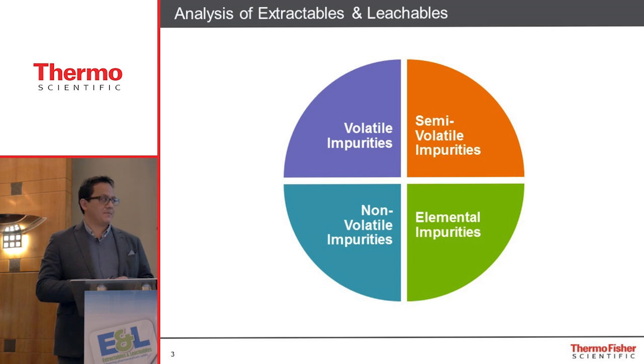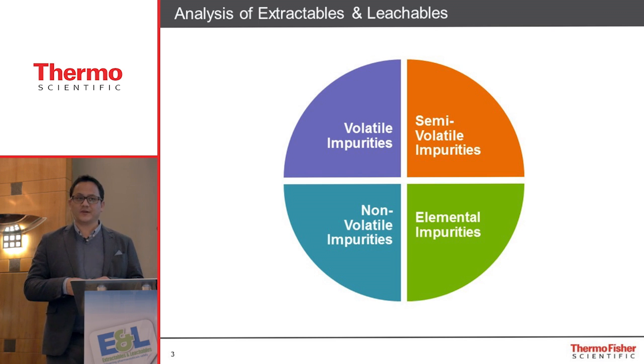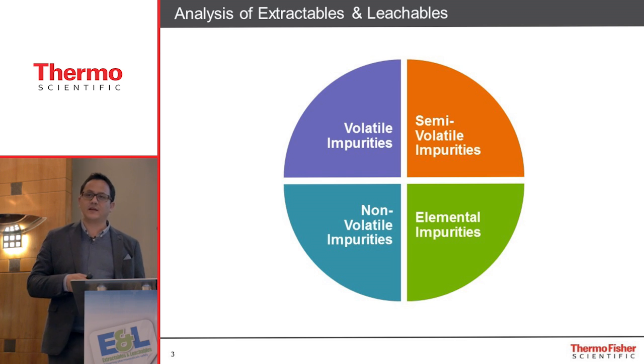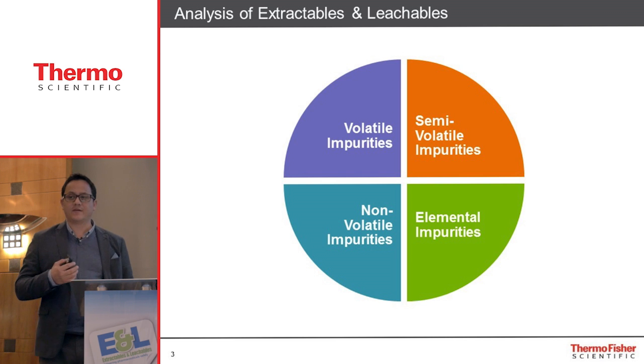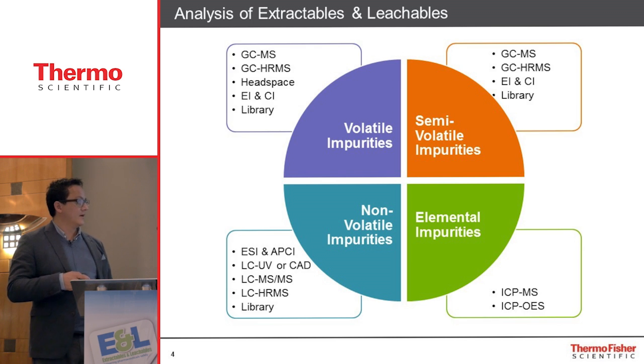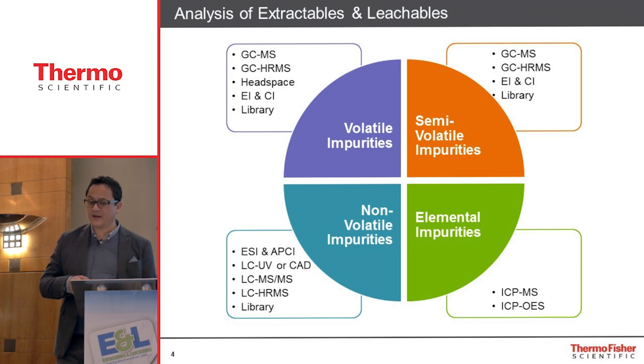So I won't go into any background on extractables and leachables. I'm sure there are many people in the audience who have forgotten far more about extractables than I will ever know. But I think the one thing that is key from all of the industry body guidance and regulatory guidance is that you really do require a suite of analytical technologies to complement and identify extractables, which can take various different chemical forms. So in general, there is a requirement for volatile analysis, semi-volatile analysis, non-volatiles, and elemental impurity analysis.